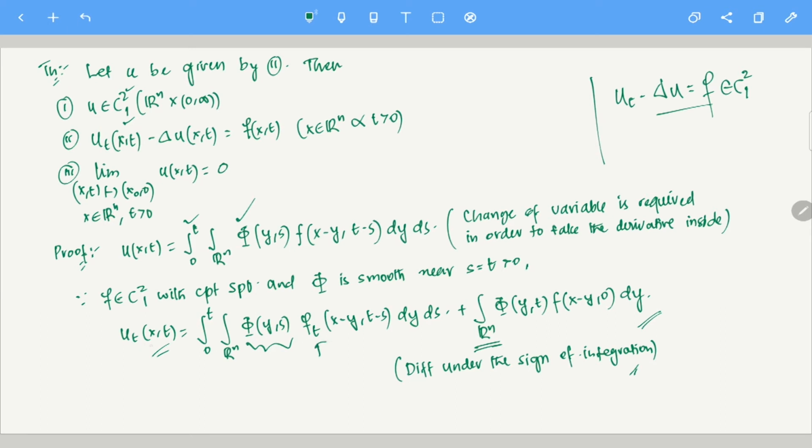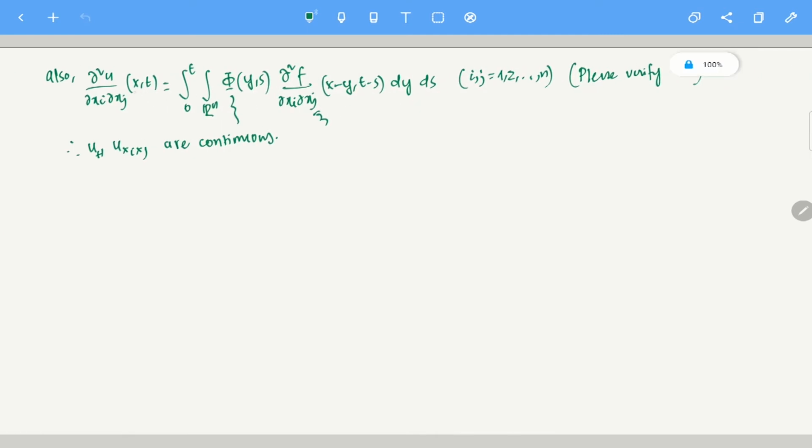So that is why u_t, this whole function, is continuous, and again u_{x_i x_j} is also continuous. So they are continuous functions in R^n cross (0, infinity). Clear? If they are continuous, of course, what happens? Therefore, we can say that u is in C^2,1 of R^n cross (0, infinity). I hope this is clear.